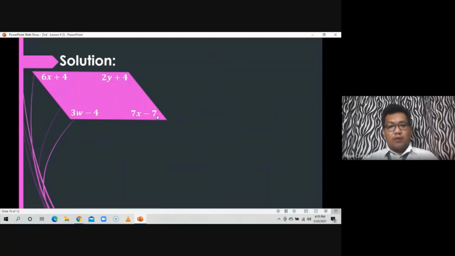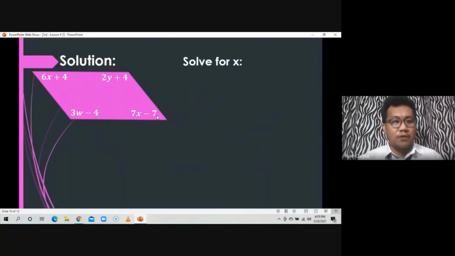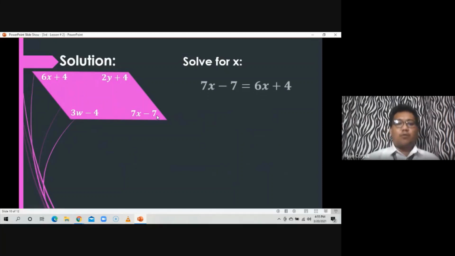Just like what we did on the first example. So the first thing we're going to do is to solve for x first, because in that way we can right away apply property number 2 on parallelogram, that in a parallelogram, any two opposite angles are congruent. So we can equate the two, we come up with 7x minus 7 is equal to 6x plus 4.